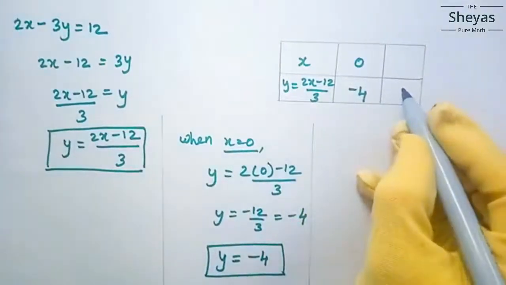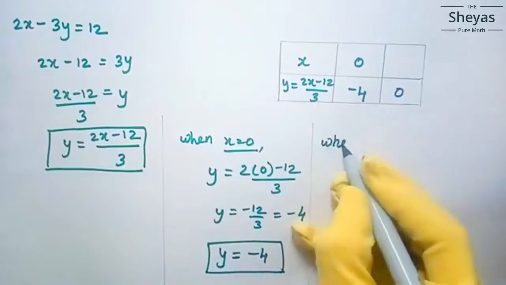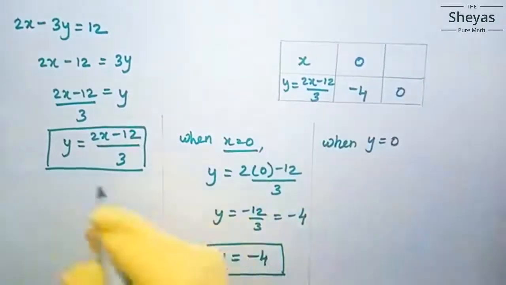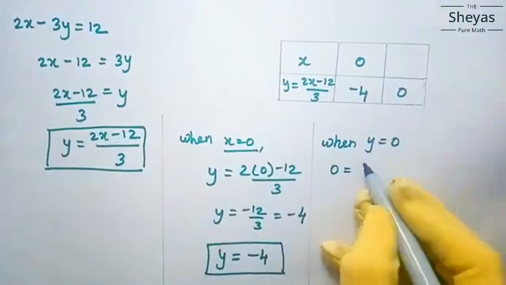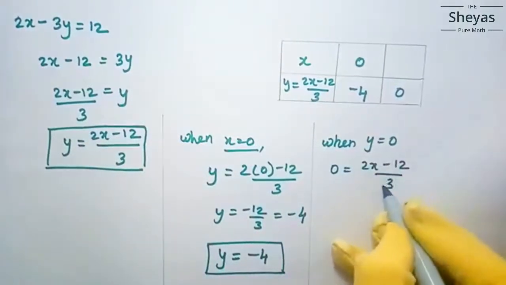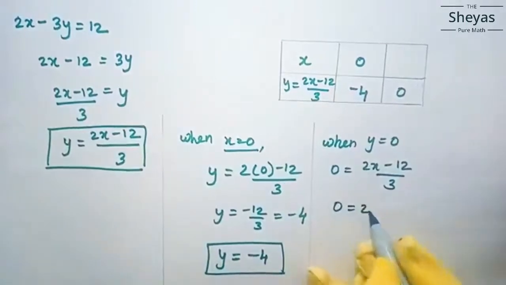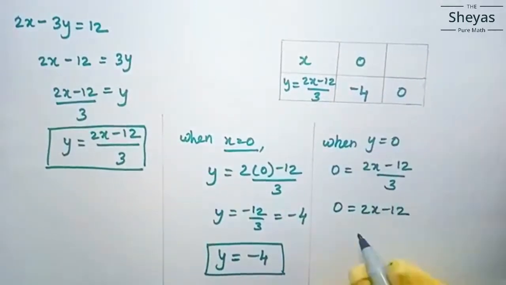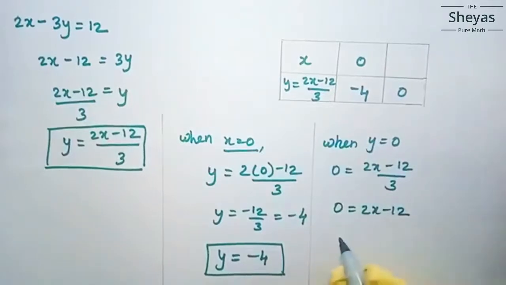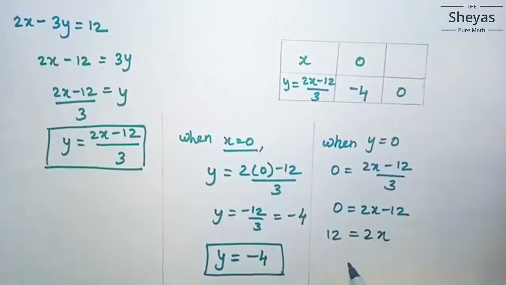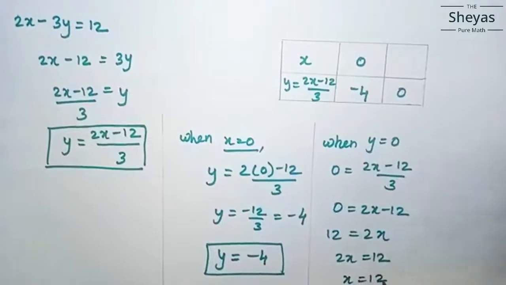Now I am taking y as 0. When y value is 0, what happens to the x value? 0 is equal to (2x minus 12) by 3. In the next step I am multiplying 0 into 3, so it will be 0 again. The remaining is 2x minus 12. Now this 12 I am taking to the other side, so it will be plus 12. Minus 12 will become plus 12 if you take it to the other side, which is equal to 2x. So 2x is equal to 12. Now x is equal to 12 by 2.